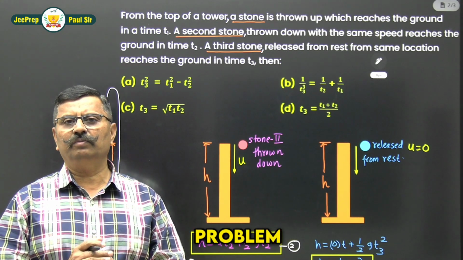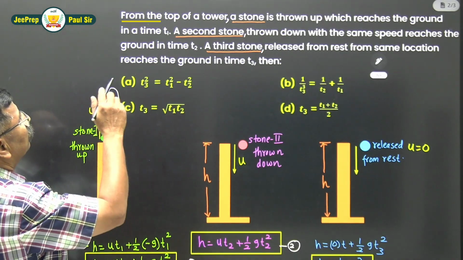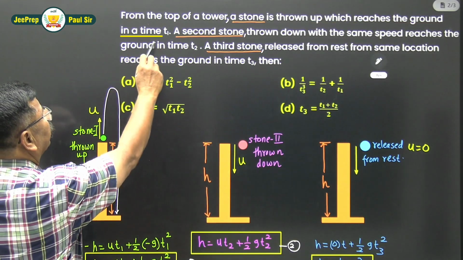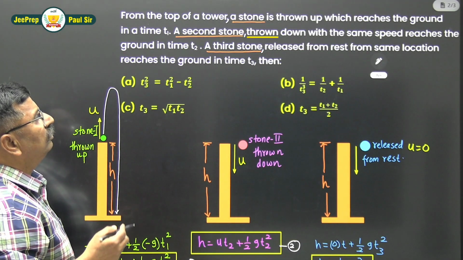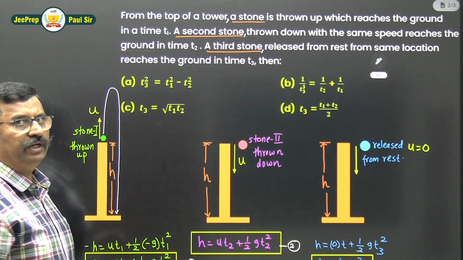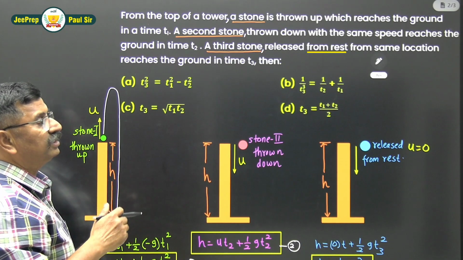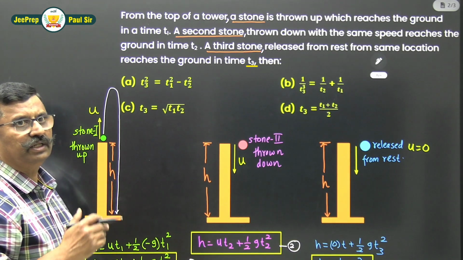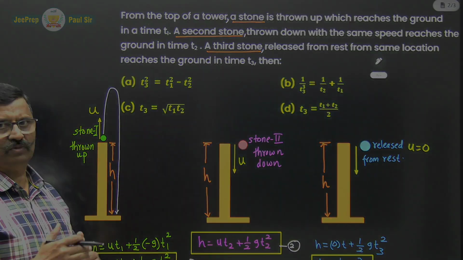Today we'll do one problem based on motion under gravity. Now let us read the problem. From the top of a tower, a stone is thrown up which reaches the ground in time t1 seconds. A second stone is thrown down with the same speed and reaches the ground in time t2 seconds. A third stone is released from rest from the same location and reaches the ground in time t3. Then in this case, we want to find the relation among these three times.